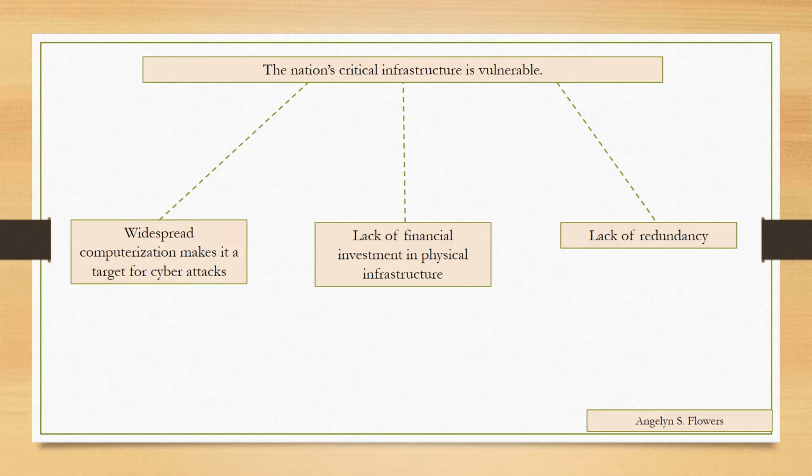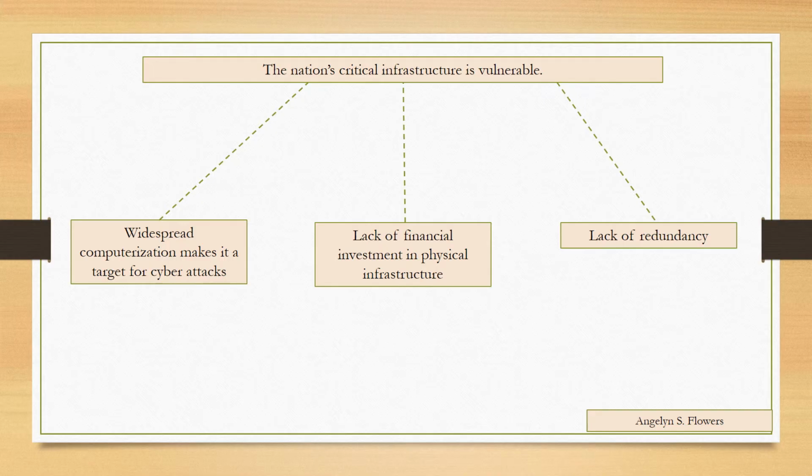The thesis statement here is the nation's critical infrastructure is vulnerable. This signals to the reader that the subject of the essay is the nation's critical infrastructure. It also tells the reader that the aspect of critical infrastructure that's being discussed is its vulnerability. There are 3 supporting arguments.